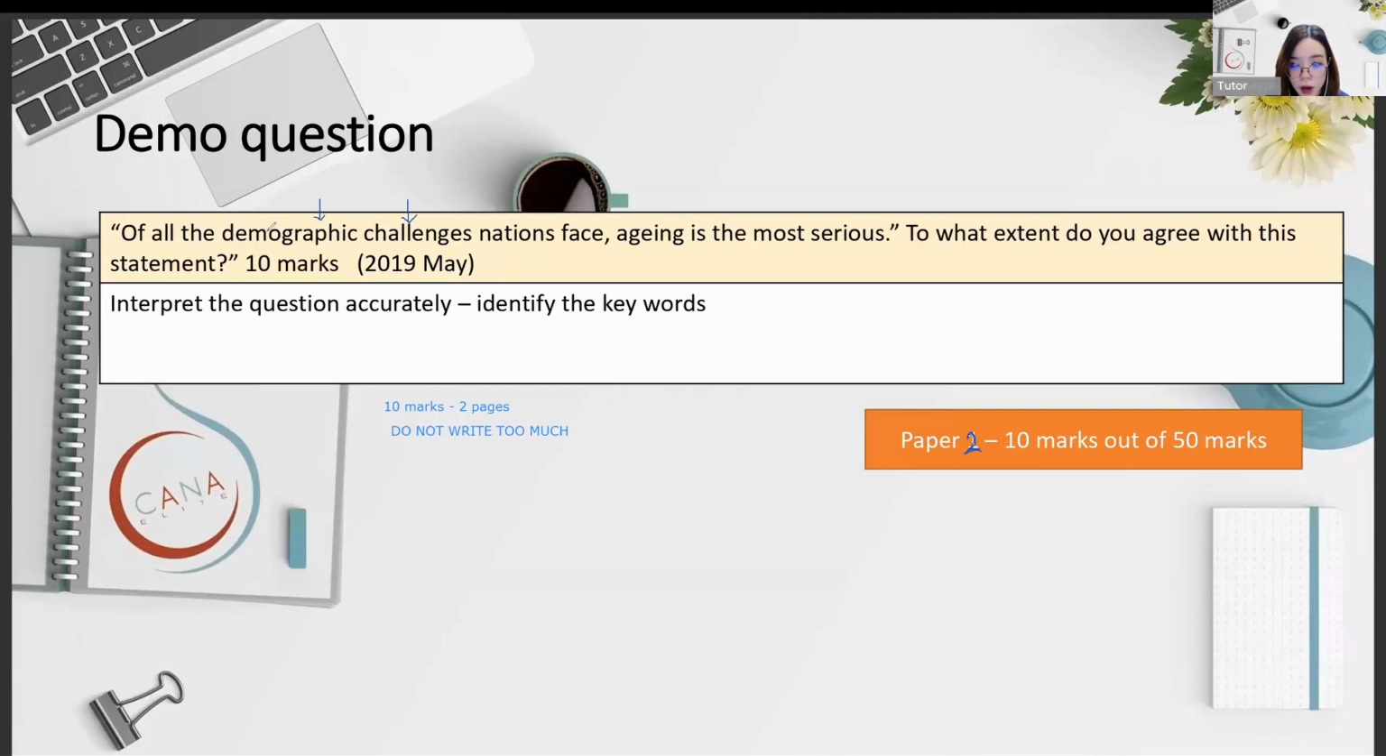The key terms in that statement would be, first of all, demographic challenges, nations, aging, most serious. Okay, it's basically the whole sentence, but they should be interpreted tactfully so that you know how to structure your essay well.